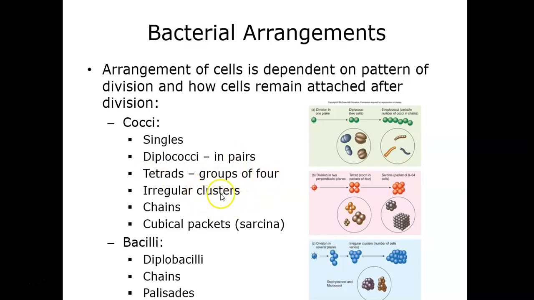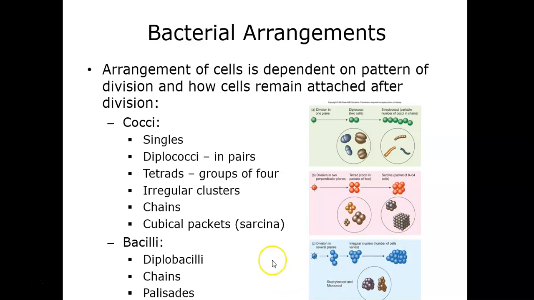We can form clusters, which we call staphylo. So next to clusters on your slide, please write staphylo. They can be in chains. So I want you to write the word strepto. Or they can be in these kind of cube shapes, which we call sarcina. Here's an example right here of a sarcina, this cube-shaped appearance.